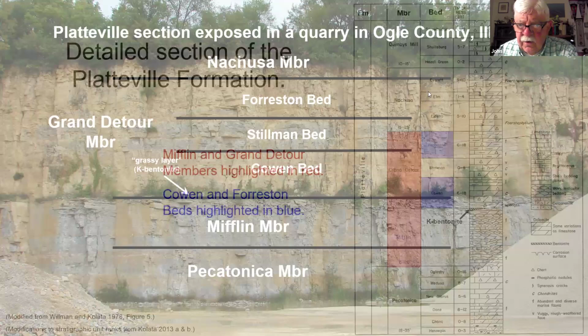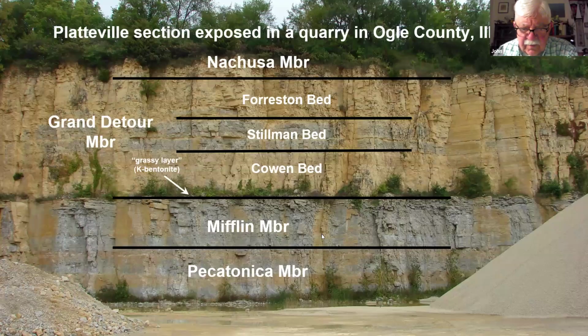Here's a Platteville section in a quarry near Ogle. The Pecatonica and Mifflin, and you can see this. This is termed a grassy layer. Yes, I know these are bushes, but that's the term. It's an unnamed K bentonite that's on top of the Mifflin. That is a volcanic ash bed that hit the water and deposited on top of the last Mifflin rock between the Mifflin and the Grand Detour. And you can see Grand Detour is a lot different in lithology than the Pecatonica and the Mifflin.